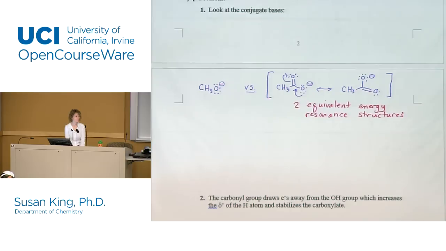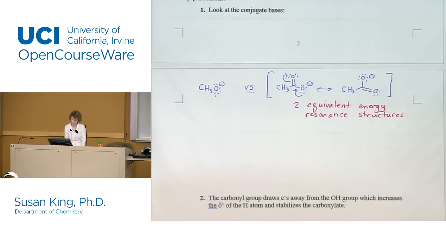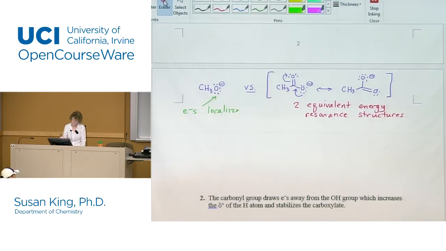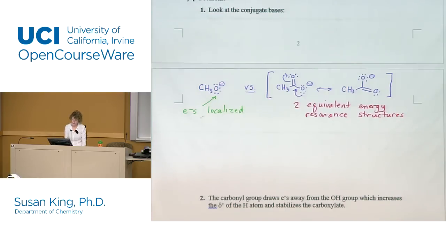All right, so what do we have? Do we have any special stabilization? So definitely the conjugate base of acetic acid, carboxylate, is resonance stabilized. Do we have resonance stabilization for methoxide ion? Anybody? So what we can say is that, yeah, there's no resonance structures. Electrons are localized. Electrons localized on oxygen. And certainly over here, the electrons are delocalized onto 2 oxygens.